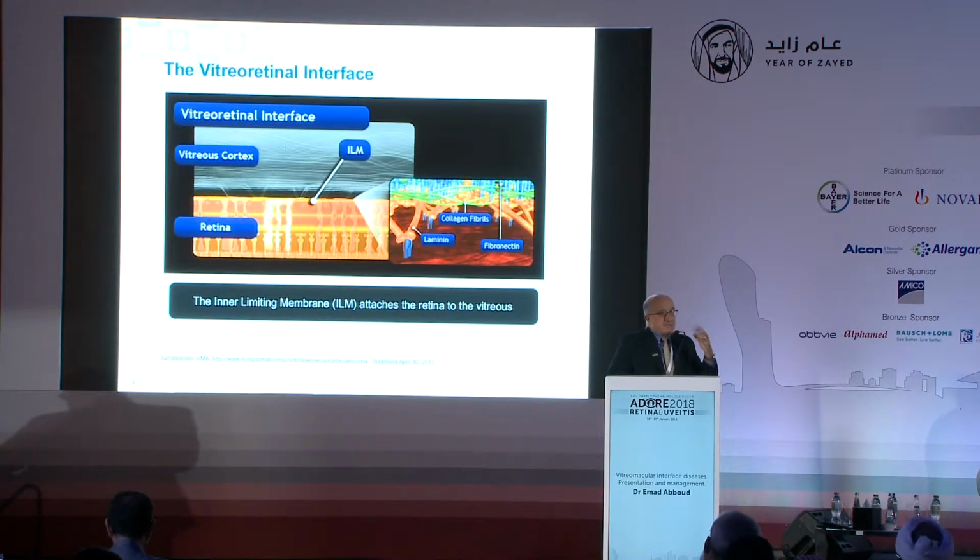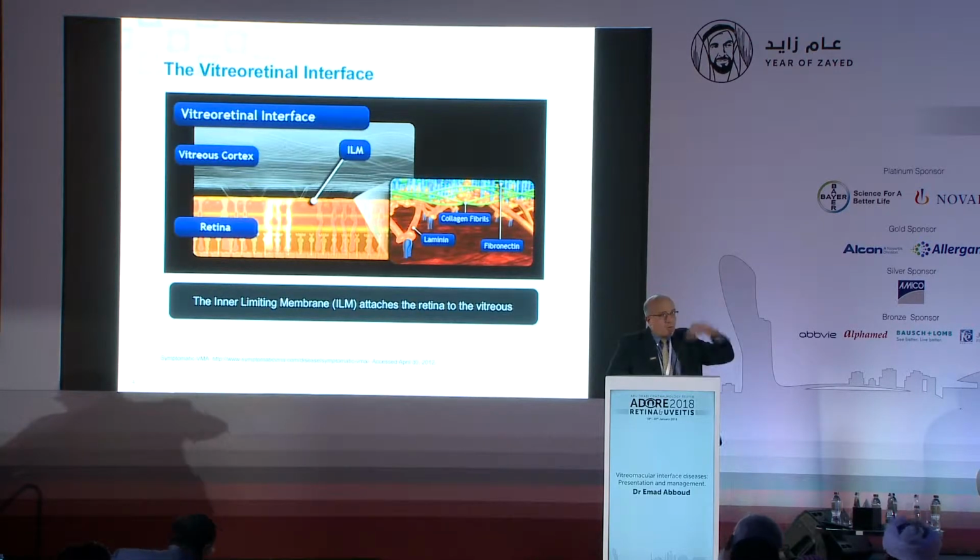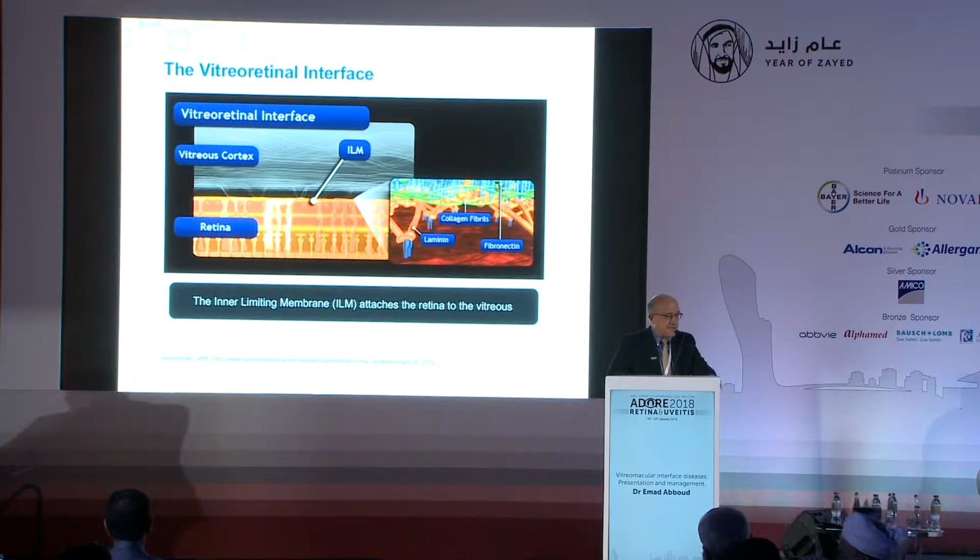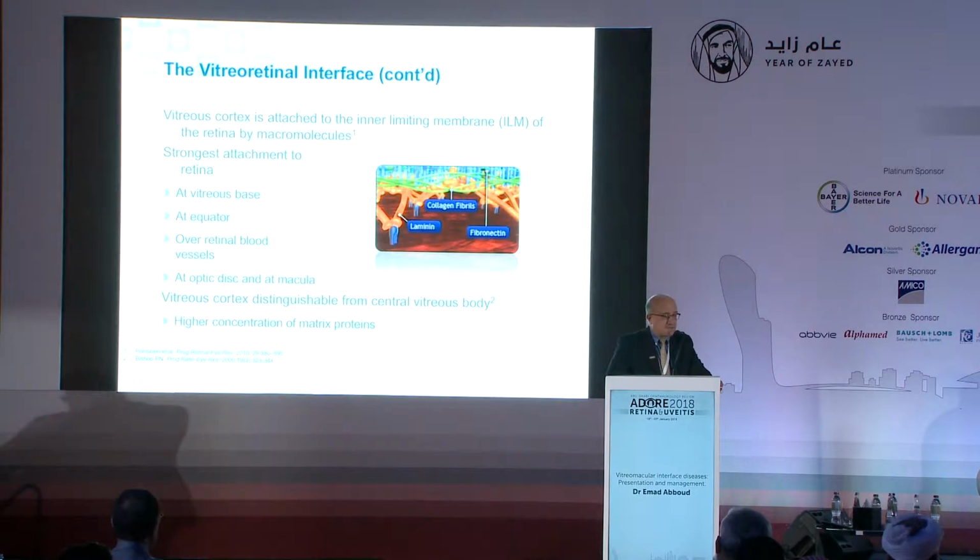And the vitreoretinal interface itself is really at the level of the ILM, and don't think only of the macula. This is really all over. Think of 3D of the retina. It's all at the level of the internal limiting membrane. This is where the connection between the vitreous cortex and the retina is happening. And that vitreoretinal interface is made by some macromolecules at the level of the ILM, mainly fibronectin and laminin.